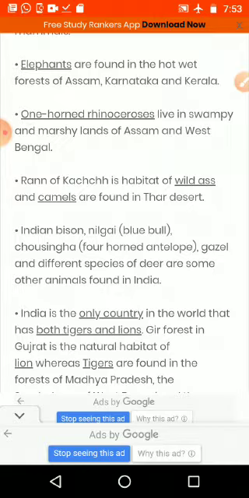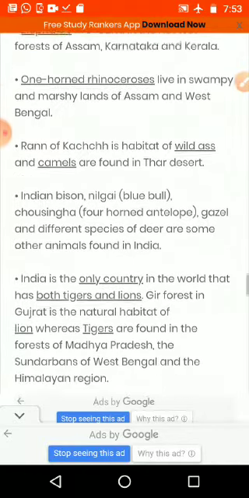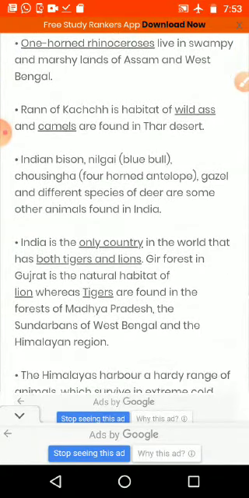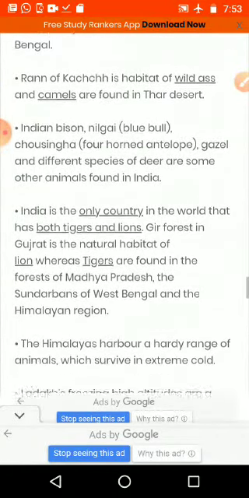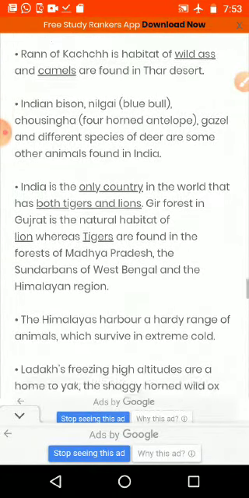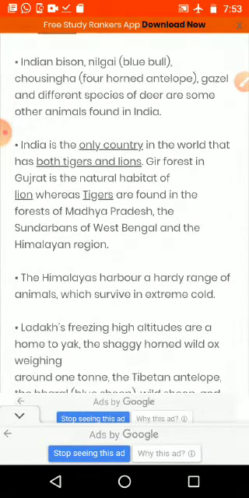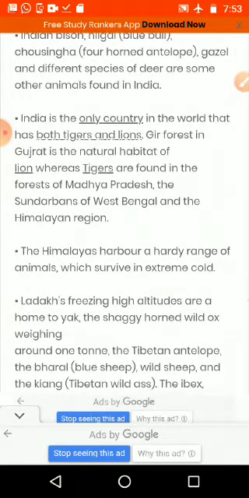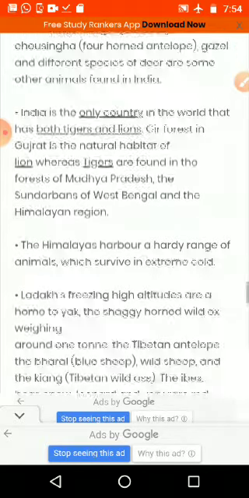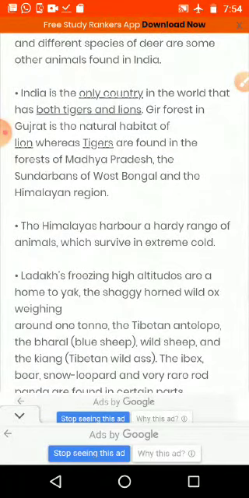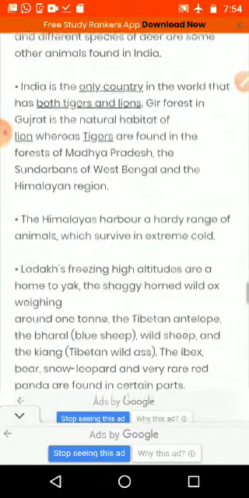The one-horned rhinoceros lives in the swampy and marshy lands of Assam and West Bengal. The Rann of Kutch is the habitat of the wild ass, and camels are found in the Thar desert. Indian bison, nilgai, bluebull, and chausingha, a four-horned antelope, gazelle, and different species of deer are some other animals found in India. India is the only country in the world that has both tigers and lions.